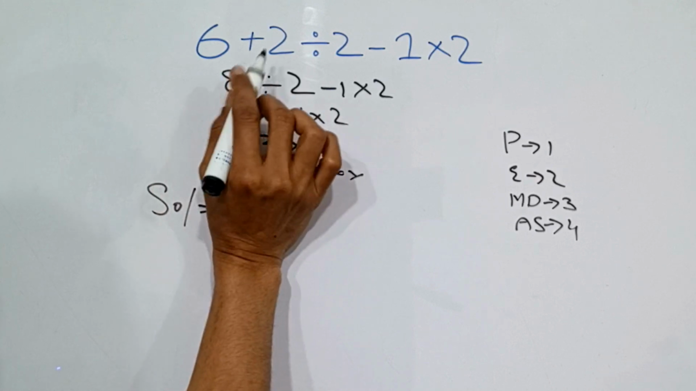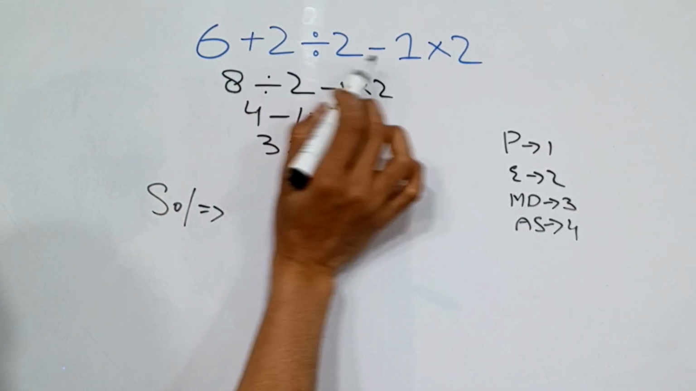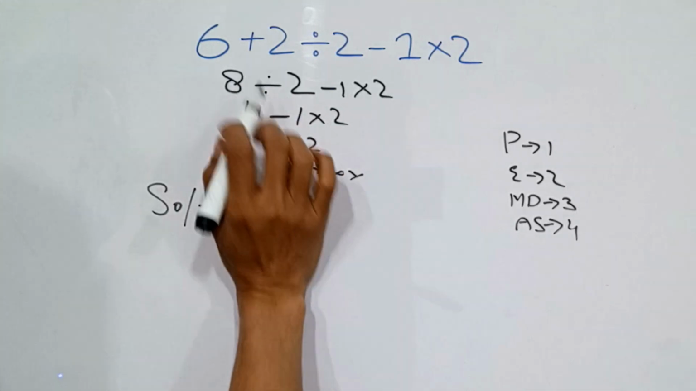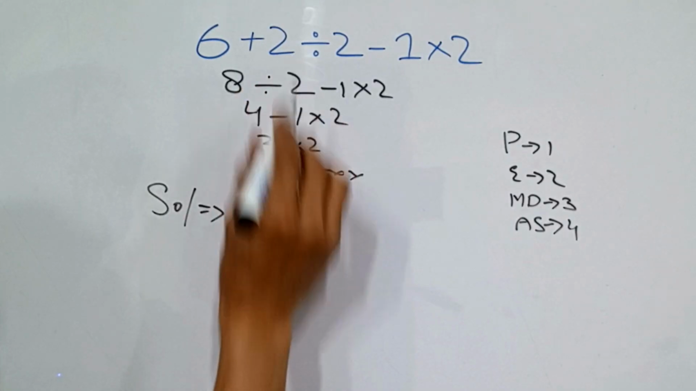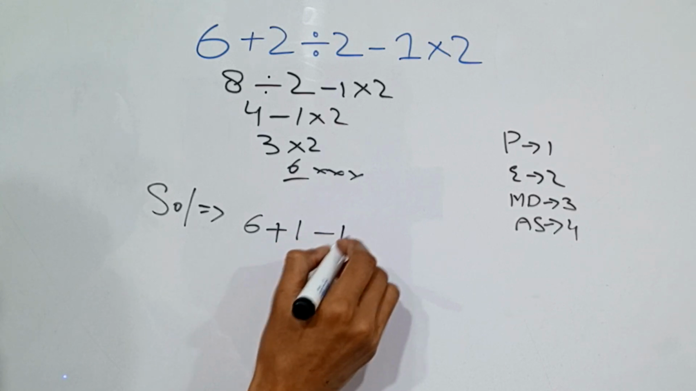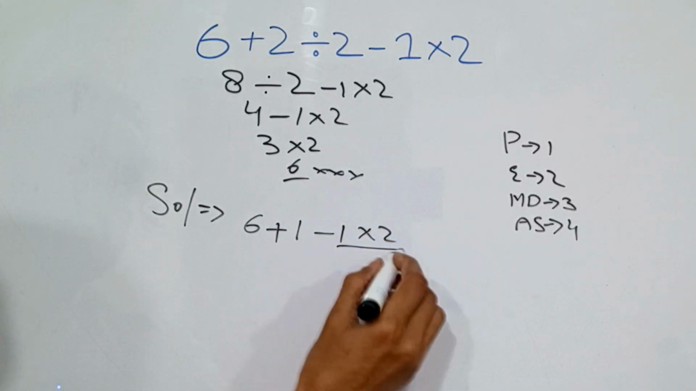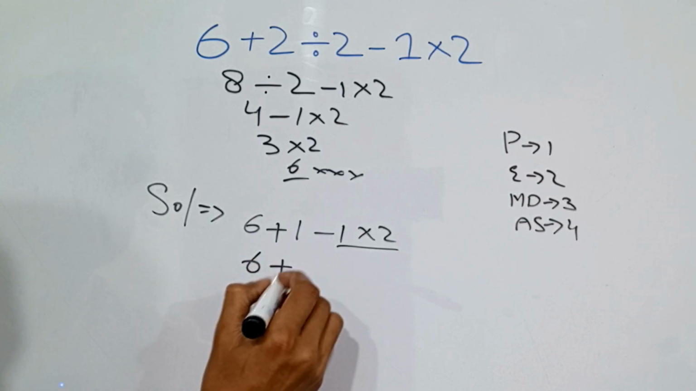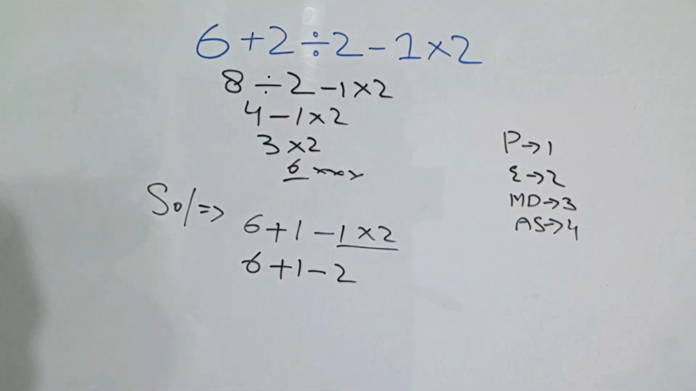Solve again. First of all, multiplication and division from left to right. Okay, 6 plus 2 divided by 2 equals 1, minus 1 times 2. Now multiply first, right? 6 plus 1 minus 1 times 2 equals 2.